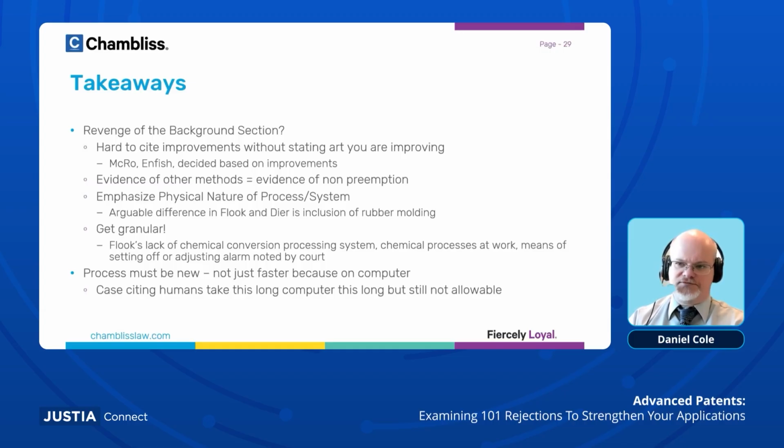Increase the specificity of what you have in your description. Make sure that the process you're doing is new and it's not just faster because you're doing it on a computer. Even if it's something that would take a human a million years to do, and a computer does it in 1 second, that's not going to be enough to get over a 101 rejection. They've got a bunch of cases that say, a case citing humans take this long to do something, a computer can do it in this length of time, still not allowable.